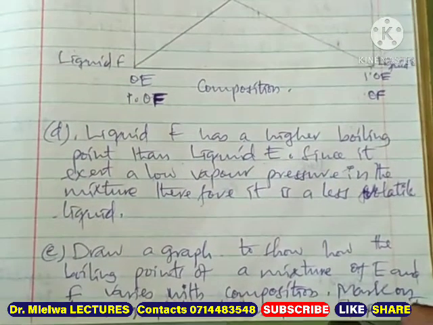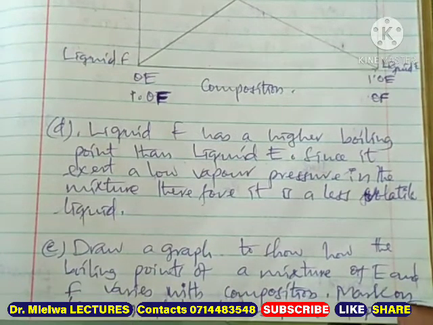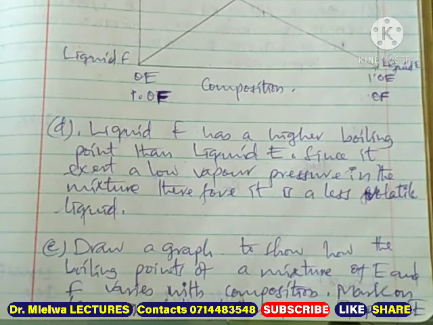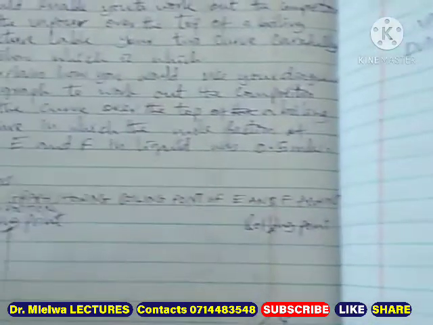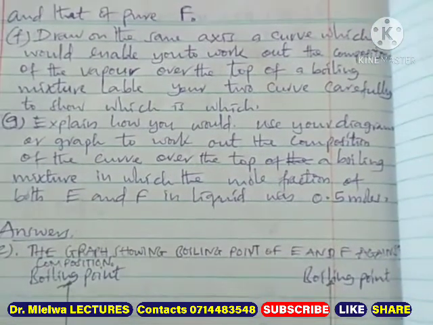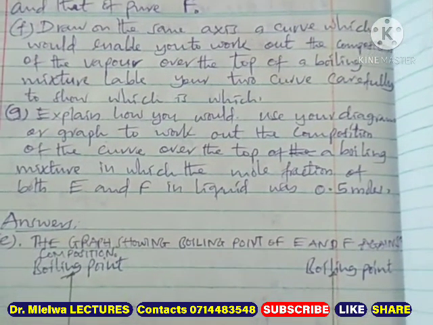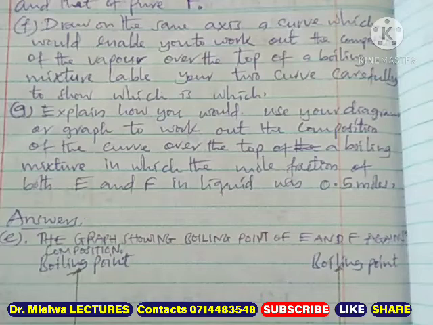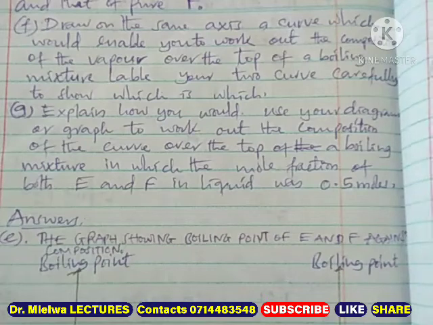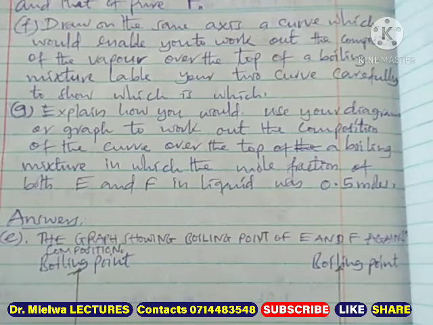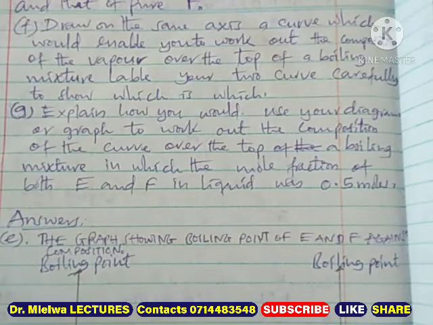Draw a graph to show how the boiling point of a mixture of E and F varies with composition. Mark on your graph the boiling point of pure liquid E. That is question E. But for question F, we are told: on the same axis, draw a curve which would enable you to work out the composition of the vapor over the top of the boiling mixture. Label your two curves carefully to show which is which.